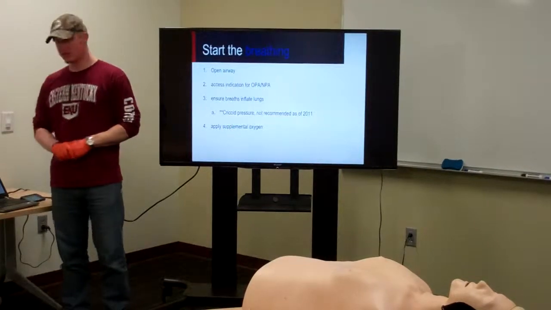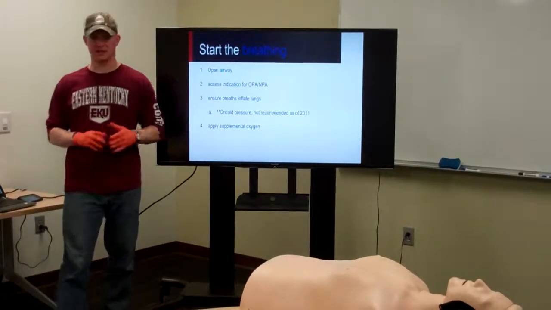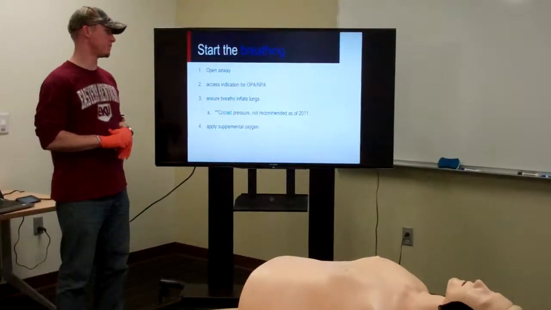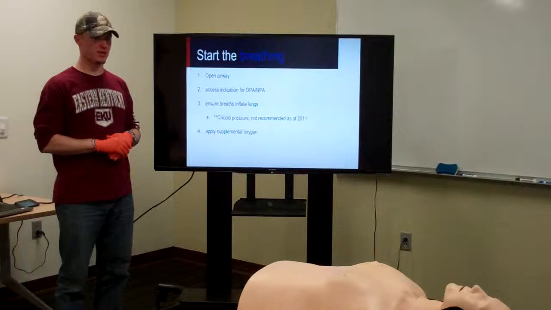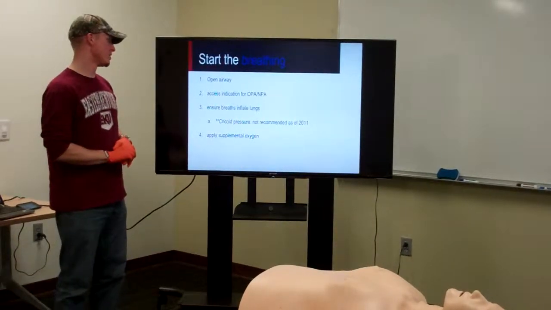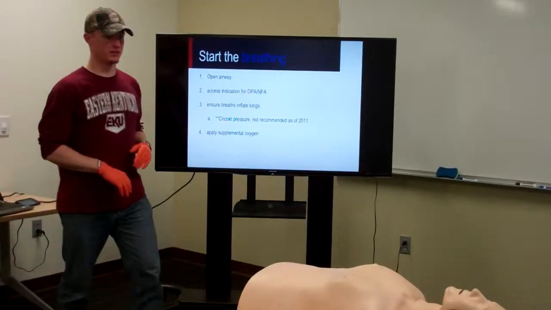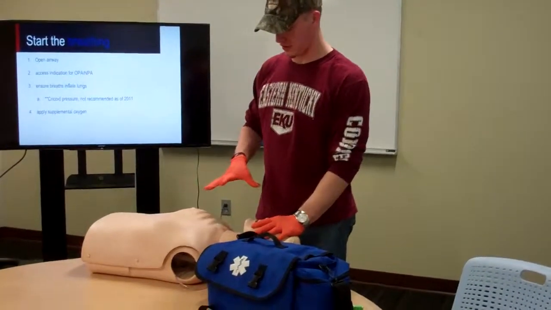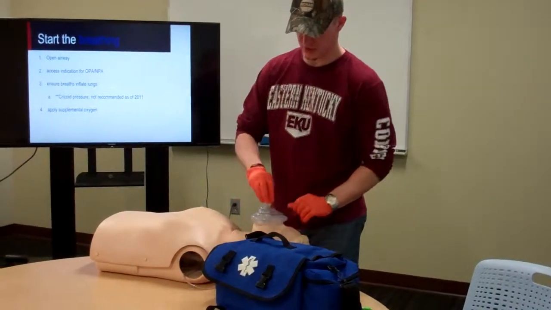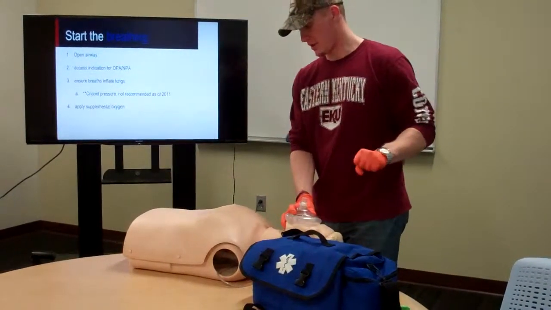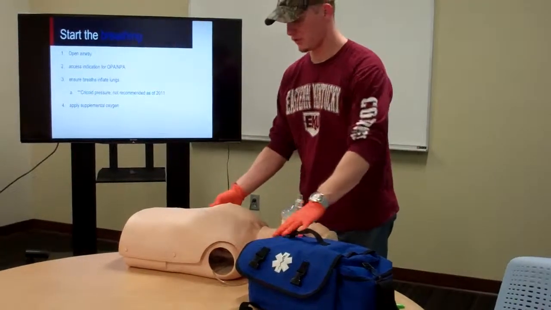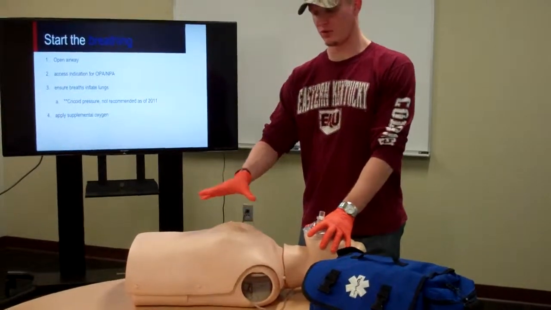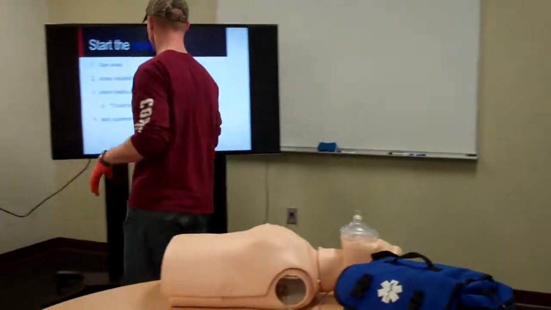Okay, start breathing. So again, we're going to open the airway. We're going to assess the indication or the need for an OPA or an NPA. So that's a nasopharyngeal airway or an oropharyngeal airway. We're going to ensure the breaths inflate the lungs. So what you're looking for when you give the breath, good tidal volume. So we're looking for good tidal volume and looking for good chest rise and fall. Unfortunately, Bob here is really old, so it doesn't work well, but you know what to look for, good chest rise and fall. Okay.